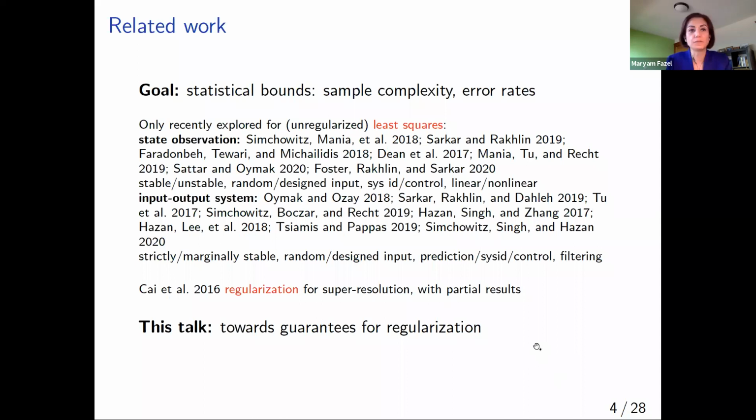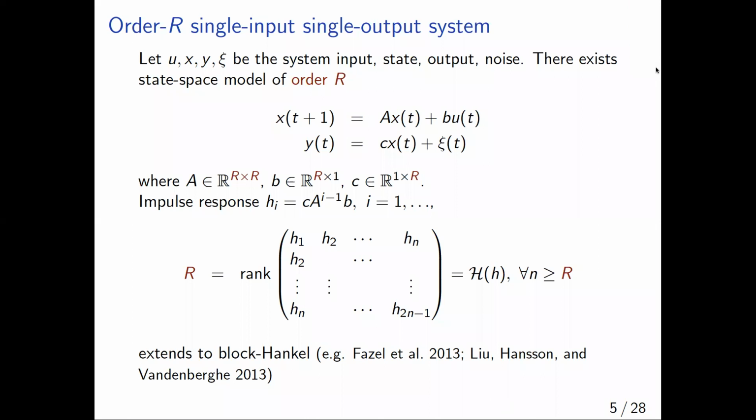So what's the problem? Here's a system identification problem in its simplest form. Here we are assuming a single input, single output system. So the input u_t and output y_t are scalars, and x can be a vector of dimension R. This is the dynamical system where u_t is the input signal, y_t is the output, A, B, and C denote the dynamics of the system, and the noise term is an output measurement noise.